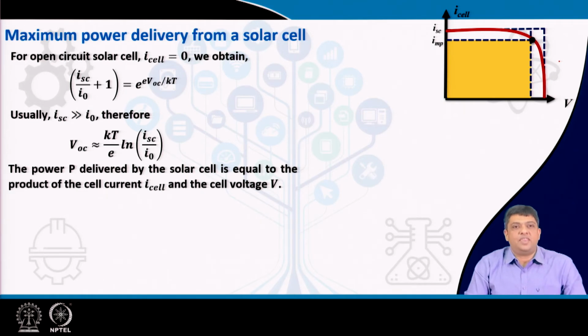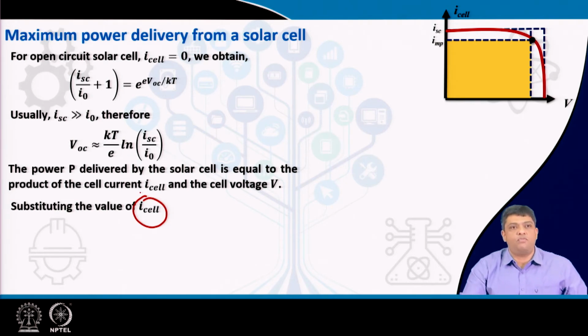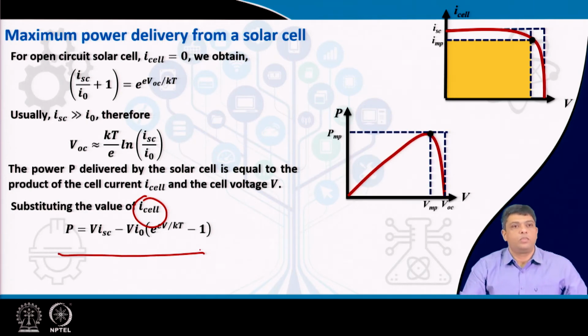and the power delivered by the cell is equal to the product of the cell current, that is I cell, and the cell voltage V. We have already estimated the value of I cell. So, substituting the value of I cell, you can get that power is equal to V into ISC minus I0 into e raised to the power of eV by kT minus 1. So, this is the maximum power which you get from the cell.